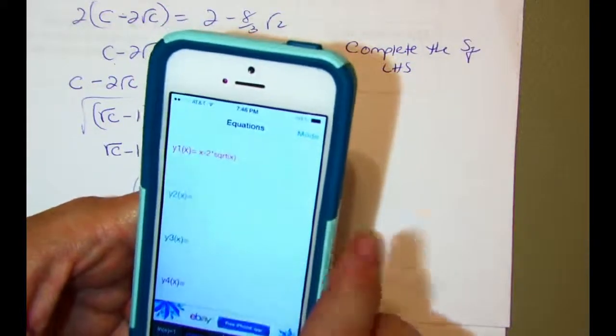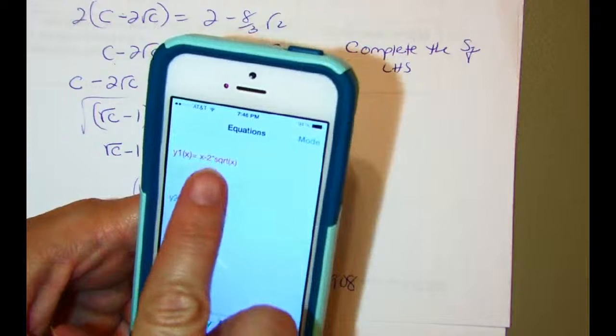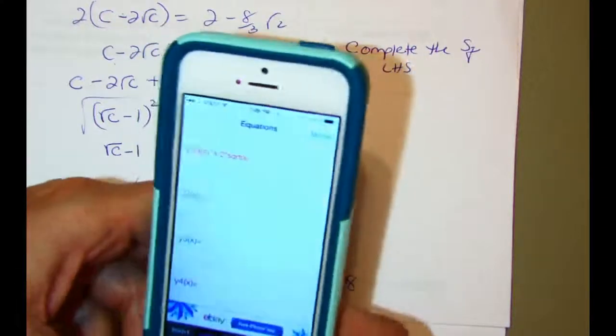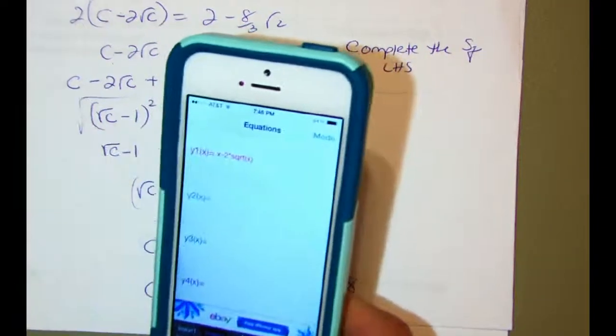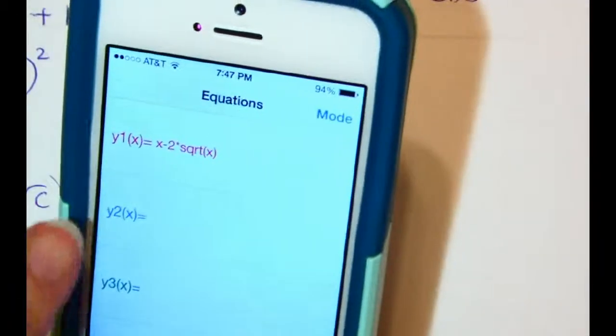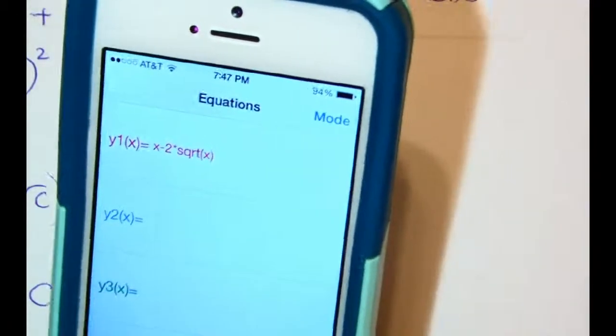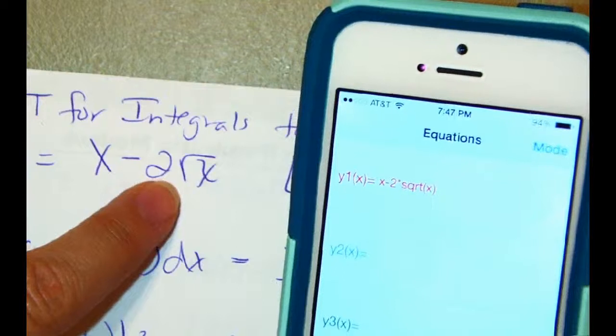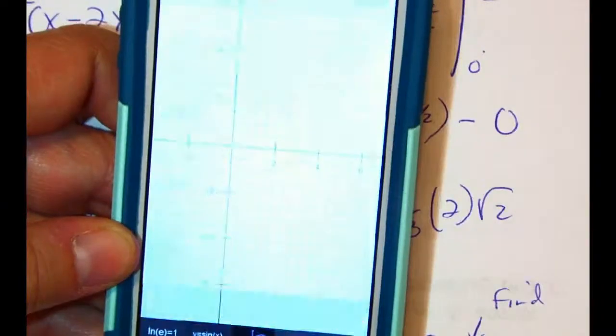Oh, there we go. So there's x minus, let's see, how can I do this? I apologize. x minus 2 times the square root of x. That's my original function. Let me scoot that down on the paper. x minus 2 times the square root of x, which is what I wrote. And I put that in there so that I can graph this.